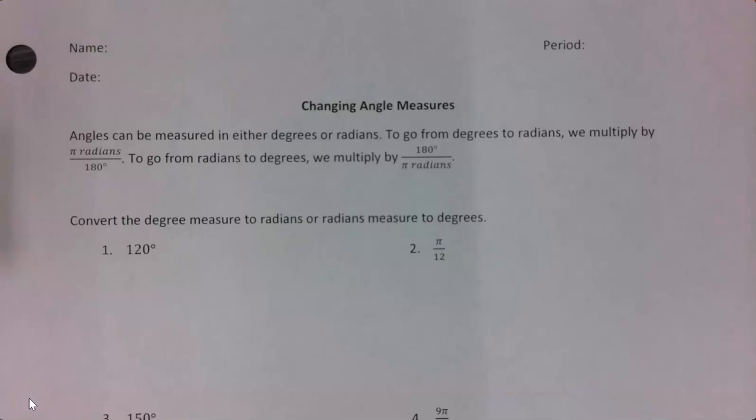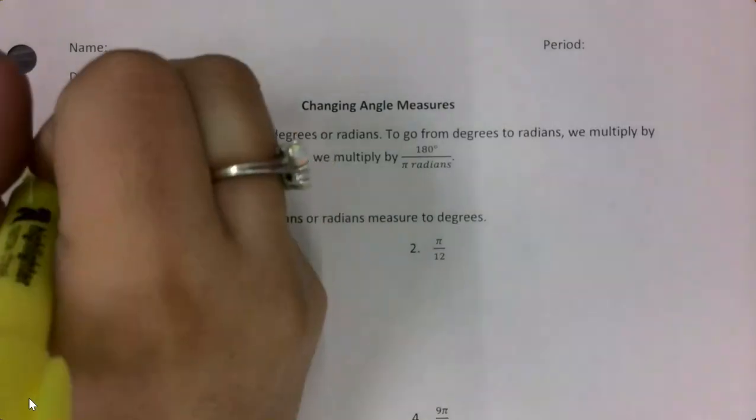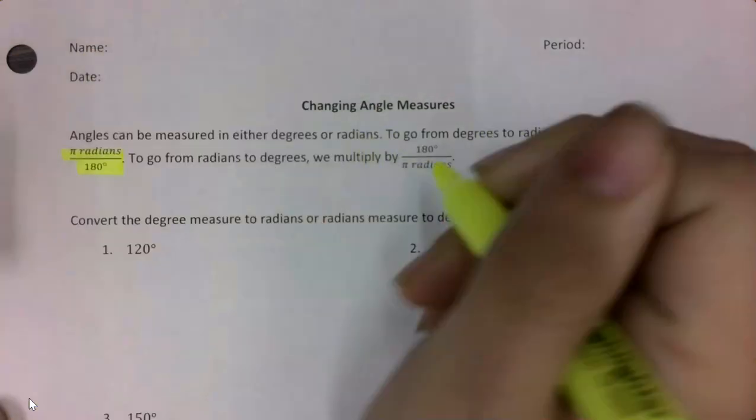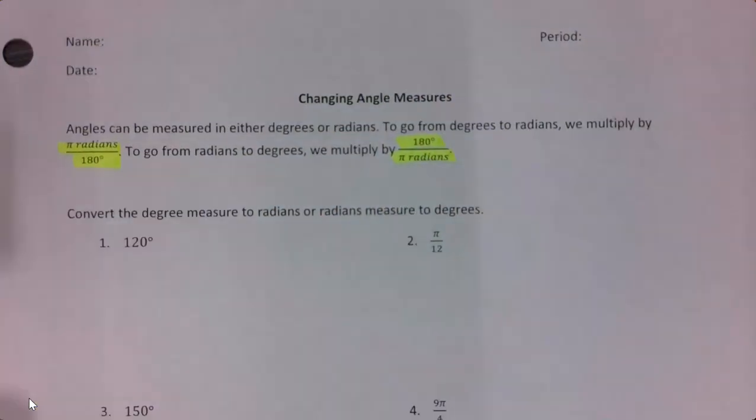So today we are changing angles between degrees and radians. Radians are another way to measure the angle. Basically what a radian is found by taking the radius and then seeing how many times it goes around the circumference.